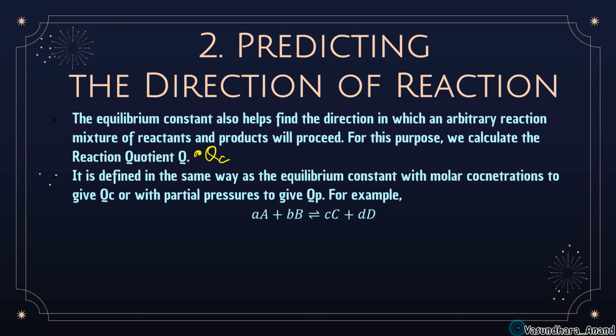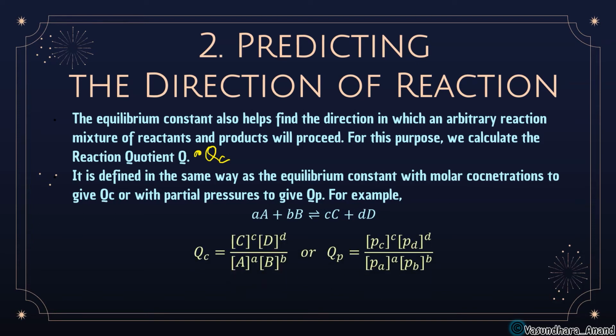Okay, so for example, aA plus bB change into cC plus dD. So Qc will be this only. Got it? If I ask about this K equilibrium, this will also be the same. Then how will you bifurcate, how will you separate this? Yes, how will you distinguish what is the equilibrium constant and what is Qc, the reaction quotient. This is called the reaction quotient.